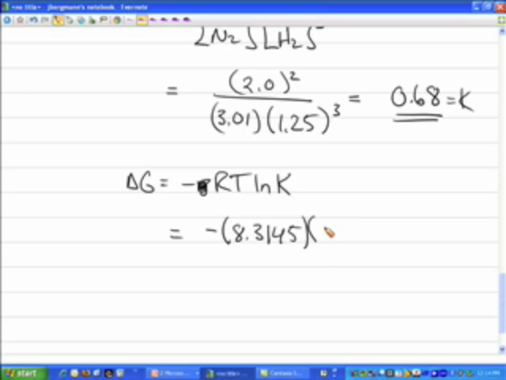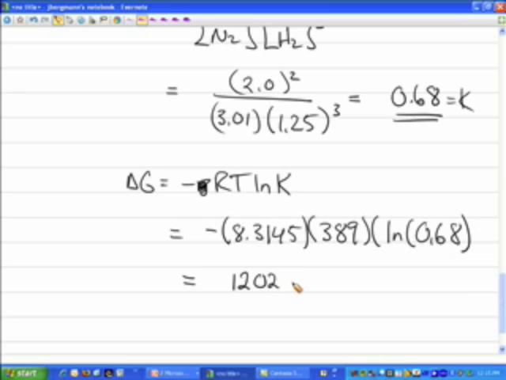389 times the natural log of 0.68. And when you get your calculator out, you get 1202. And it does have units. That'll be kilojoules per mole. Now, it's positive, even with the negative sign here. So that means that this one would not be spontaneous. And that makes sense because K is less than 1, so it's going to favor the reactant side.